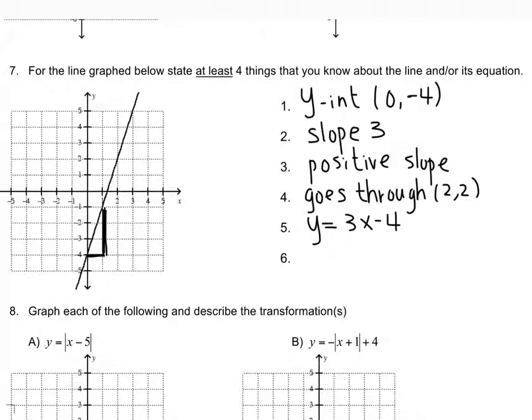And we know it goes through 2, 2. Of course, you can pick other points, 3, 5 if you want to. And then the last one, the equation itself is going to be y equals 3x minus 4. So here I listed more than 4 facts. If you give me at least 4, then that will satisfy the question.